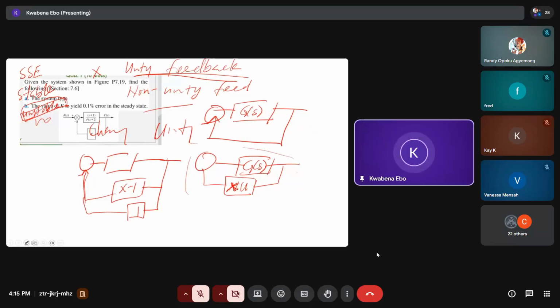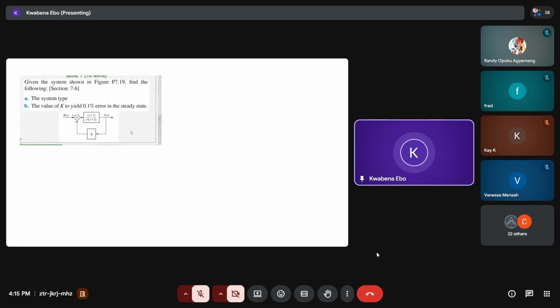Are you able to see the question, or is it too small? No, it's too big. Anyways, we've been given a system and a non-unity feedback system to find the value of k to yield a 0.1% error in the steady state. Here they've given the steady state error and then you find k. Them giving you k means that the system is not a unity feedback system. It is either an expression or a constant. Many a times you get a constant, but other times you can be given an expression there.